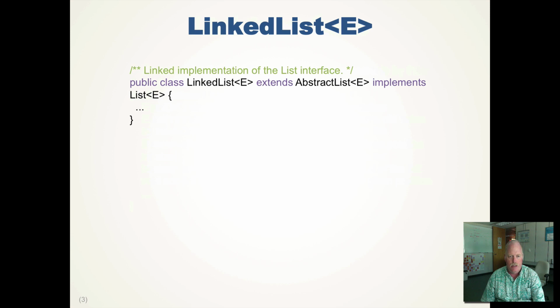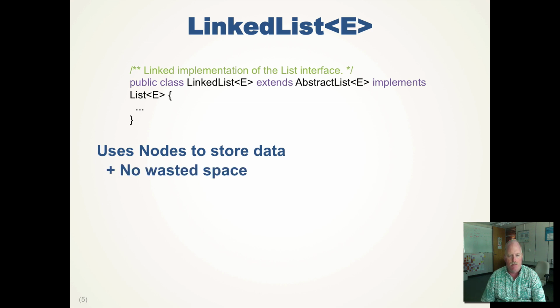So the linked list class, which implements lists, uses nodes to store data instead of an array. Now what this means is there's no wasted space. We don't have that extra space at the end of the array that is not being used. We don't have to copy elements when we do an add in the middle, because each node knows who's next in the list, and so they just have a pointer to the next node, so we don't have to copy. We can insert a node in between by adjusting the next pointers.